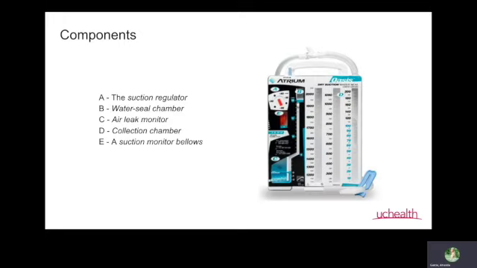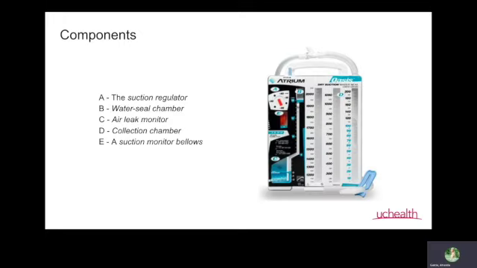C is the air leak monitor. Continuous bubbling observed in the water seal confirms a persistent air leak in either the patient's thoracic cavity or possible tube connections. Intermittent bubbling with a gentle float ball oscillation confirms the presence of an intermittent air leak. No bubbling with minimal float ball oscillation at the bottom of the water seal indicates that no air leak is present.